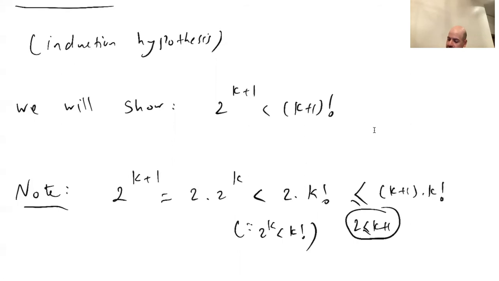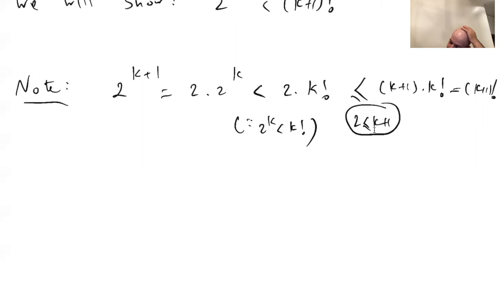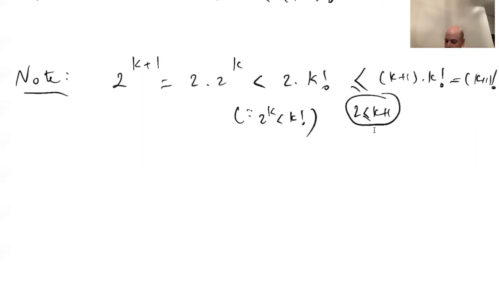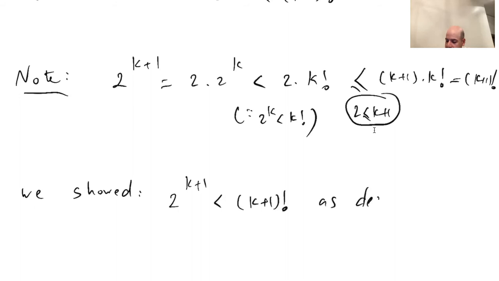But k plus 1 times k factorial means k plus 1 factorial. K plus 1 factorial means 1 times 2 times all the way to k plus 1, which is 1 times 2 times all the way to k, which is k factorial, then times k plus 1. So we showed 2 to the power k plus 1 is less than k plus 1 factorial, as desired.